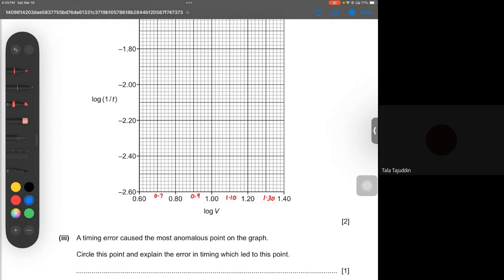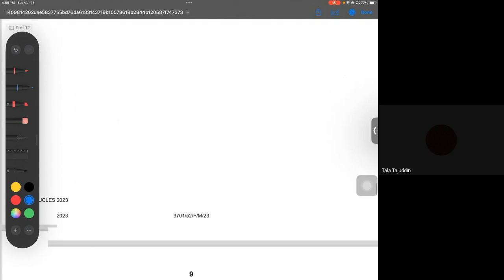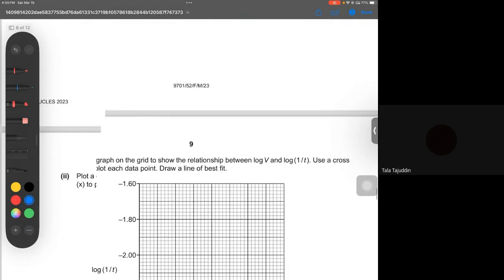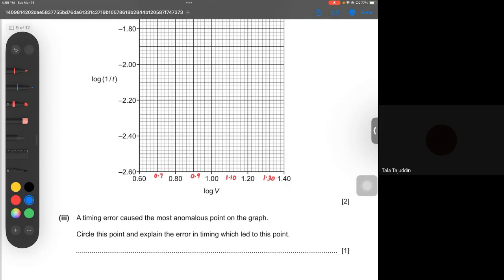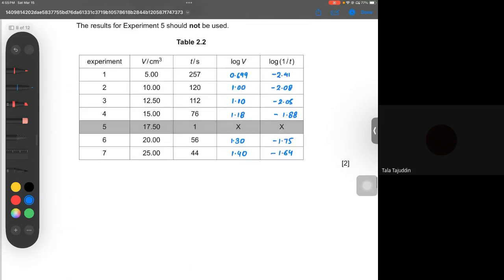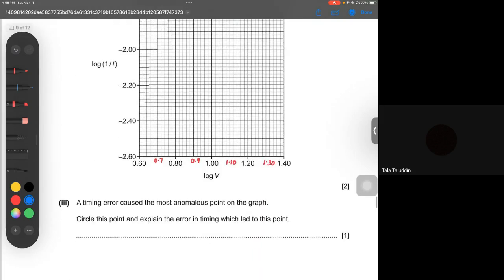So what was the point? 0.699, of course, it's 0.7. And what is the log 1 over t value? Negative 2.41. So I got the first point. Set. Then the next point.